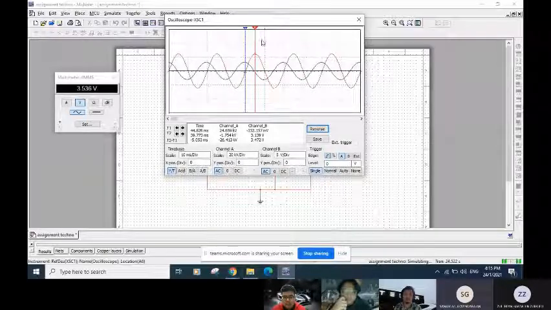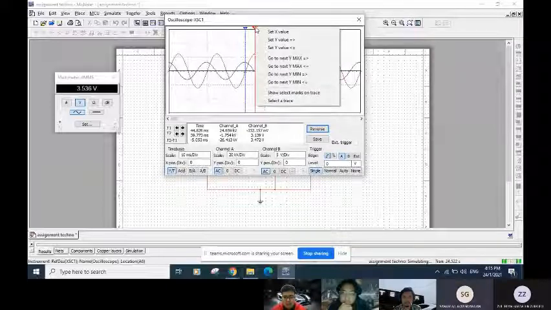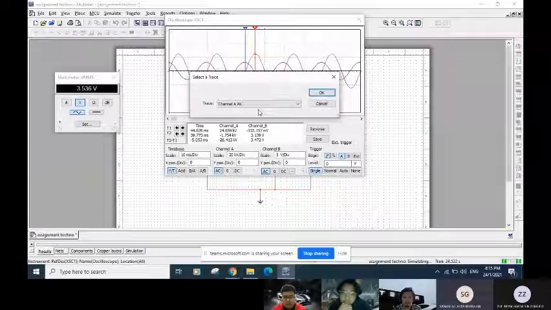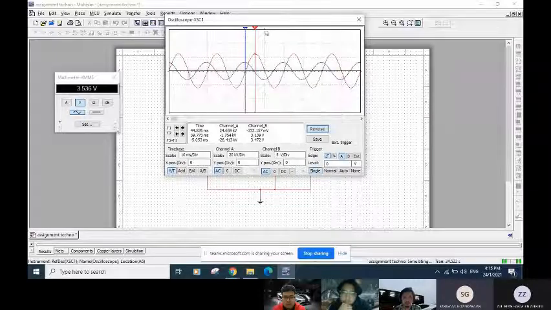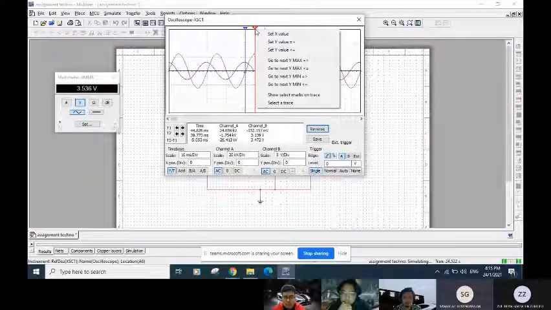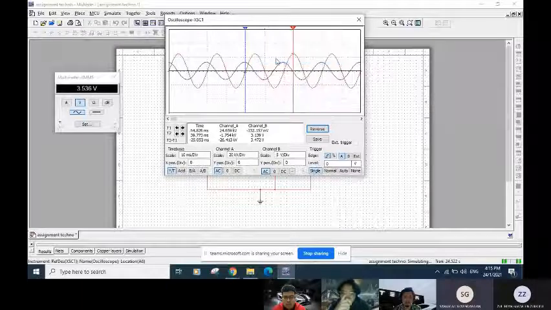If you want to search for IR, you just have to click over here at the red line, right click, select add trace, pick whichever trace you want, and then click OK. Right click again, go to the nearest Ymax, and that's how you get your values over here.